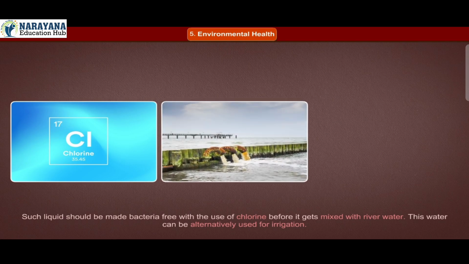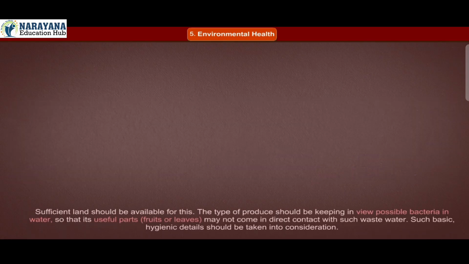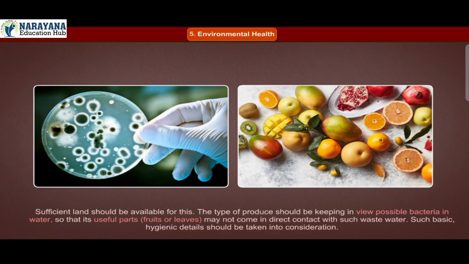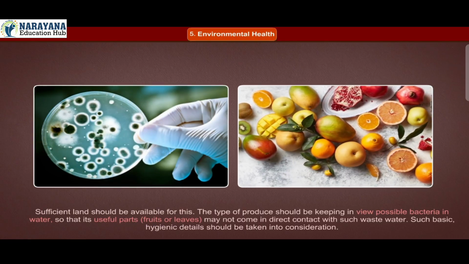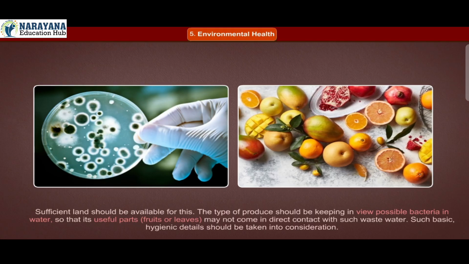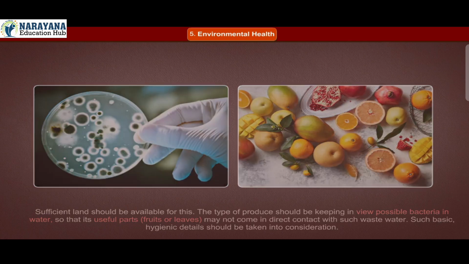This water can alternatively be used for irrigation. Sufficient land should be available for this. The type of produce should be chosen keeping in view possible bacteria in the water, so that its useful parts, meaning fruits or leaves, may not come in direct contact with such wastewater. Such basic hygienic details should be taken into consideration.